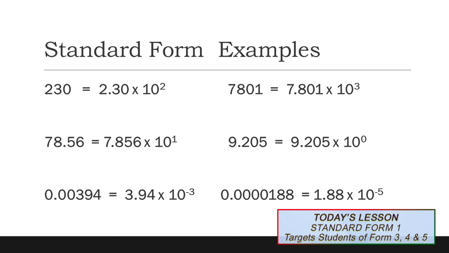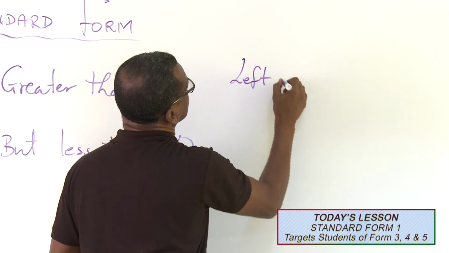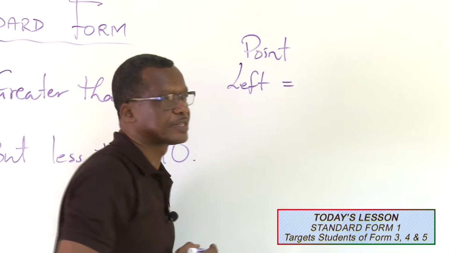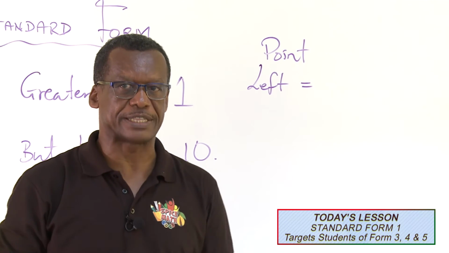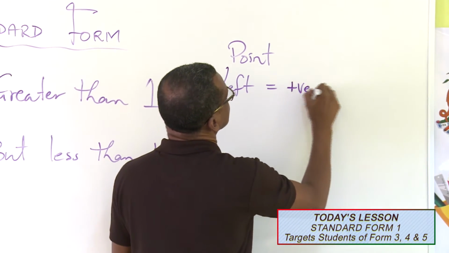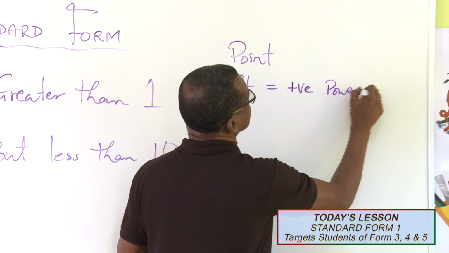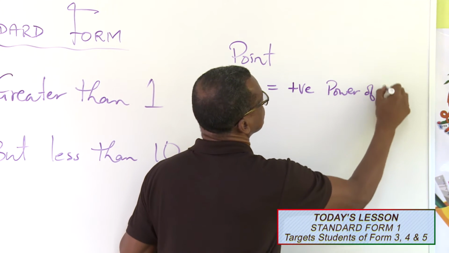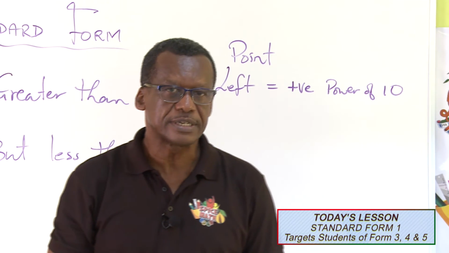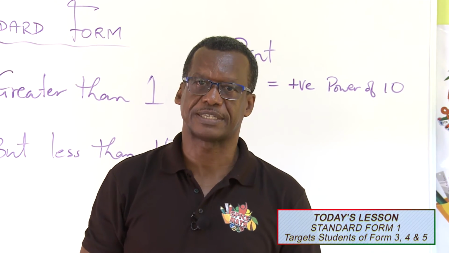The next pattern that is observed is that if the point is moved to the left, the power of 10 is positive. And if the point is moved to the right, the power of 10 is negative.